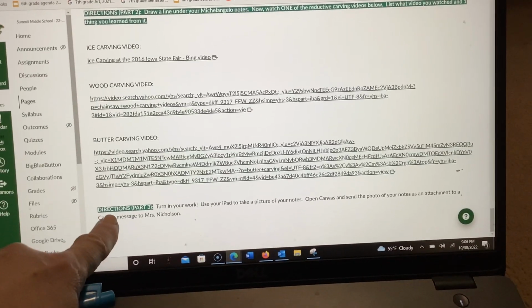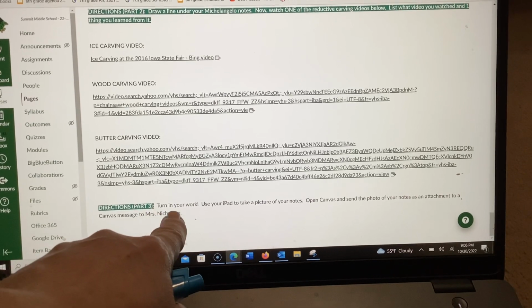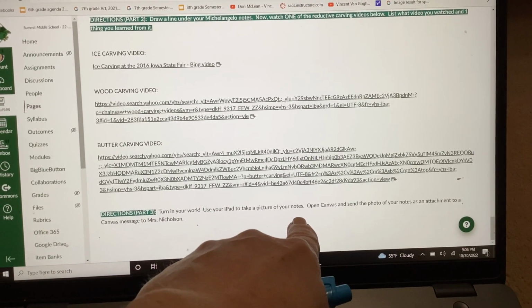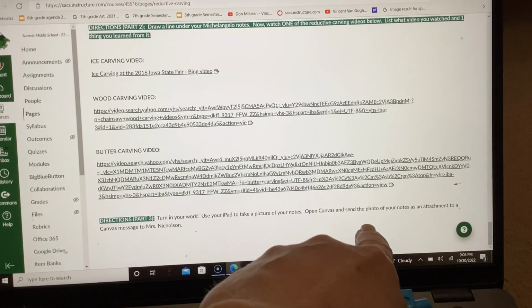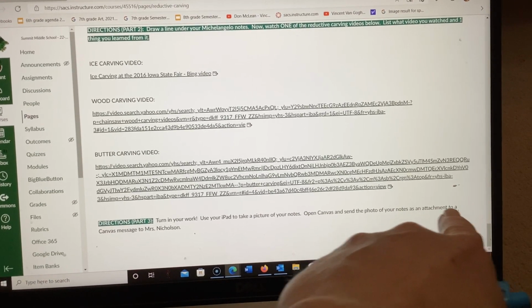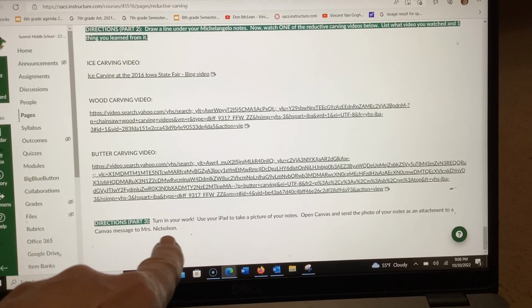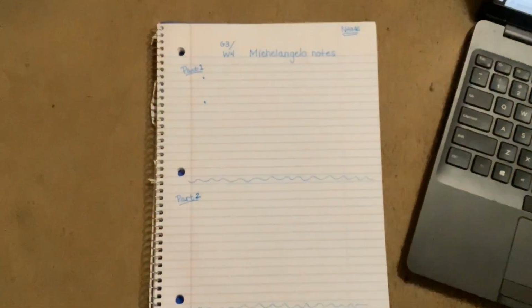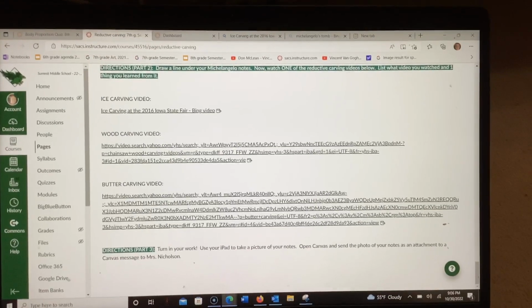Whoop, there's my green. Directions, part 3. Turn in your work. Use your iPad to take a picture of your notes, open Canvas, and send the photo of the notes as an attachment to a Canvas message to Mrs. Nicholson. So when I'm all done, I'm going to take a picture, and I'm going to send that to Mrs. Nicholson. So those are your 3 things today.